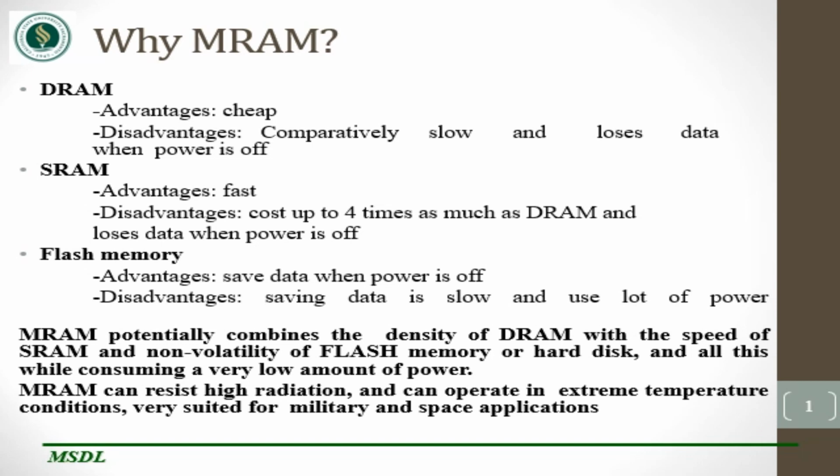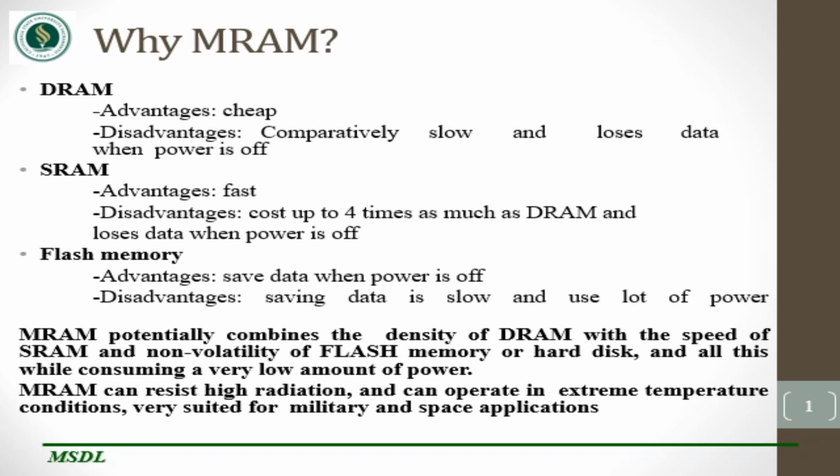Now let us discuss why MRAM. DRAM is a type of memory where data is stored in the form of charge in a capacitor. It is a cheap memory and can be used for high-density applications. The disadvantage of DRAM is that it needs refresh cycles to store data, as data can be lost due to leakage of charge in a capacitor.